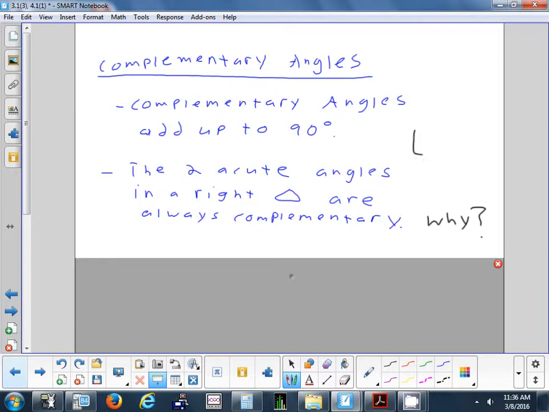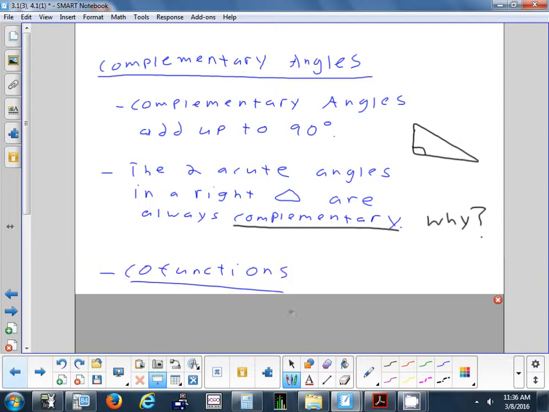Triangle adds up to 180. All the angles in a triangle add up to 180. And we always have a right angle in a right triangle, which is how much? 90. So if they all have to add up to 180, and we've already used up 90, what's left? 90. We have 90 degrees left for the other two angles. They have to add up to 90. That's why the two acute angles are always complementary.